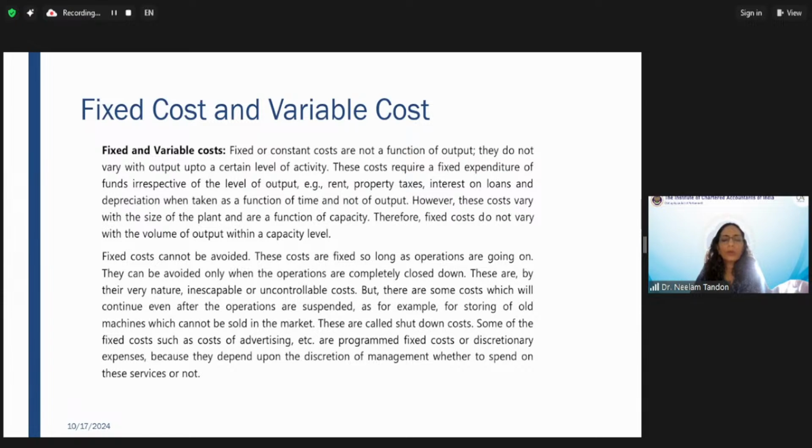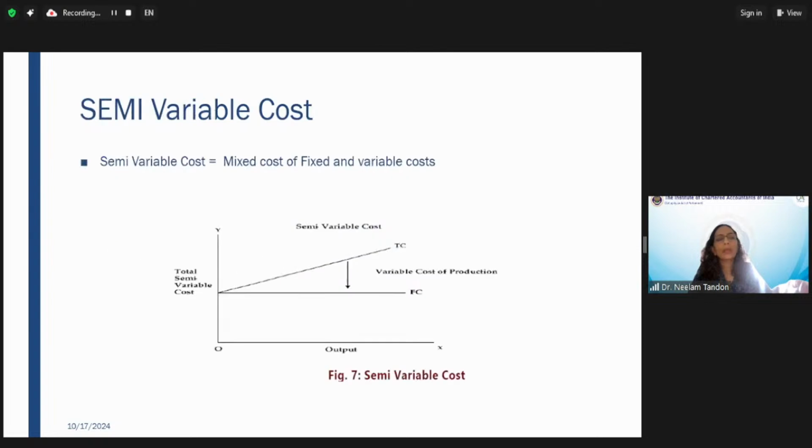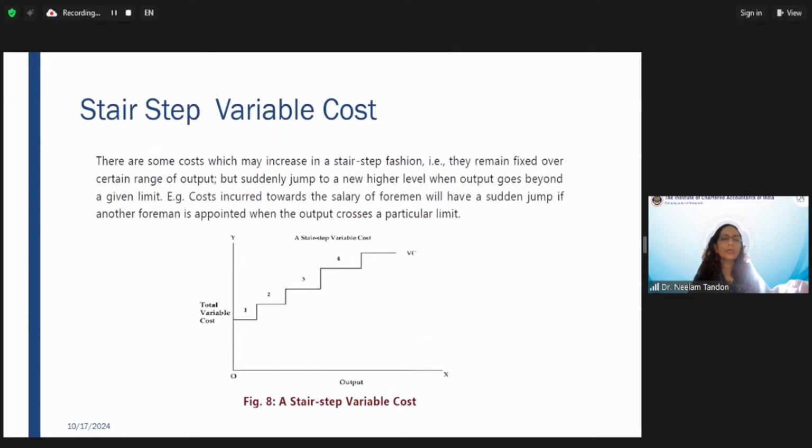Then fixed cost and variable cost. Fixed cost and variable cost differ by time period. Fixed cost is the cost which is incurred in the short term and variable cost is incurred in the long term. And then semi-variable cost, which is a combination of fixed cost and variable cost. Then step cost: you have a fixed cost for a specific period of time and then a sudden jump in the variable cost, which happens because of a change in the transformation of the strategy. You go for training of the people, hiring new people, or any factor.